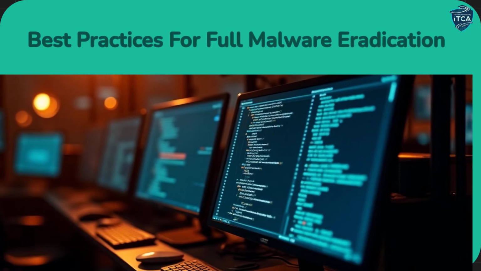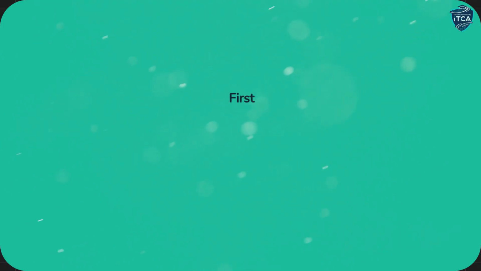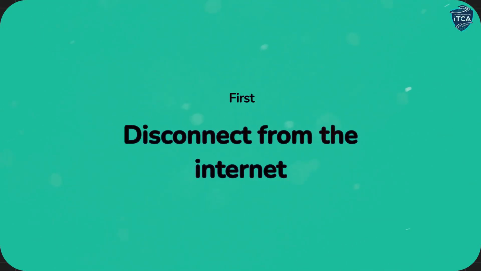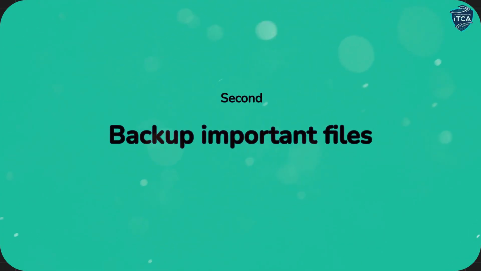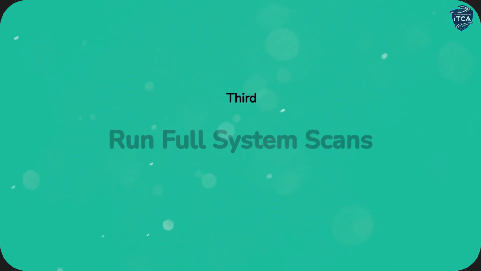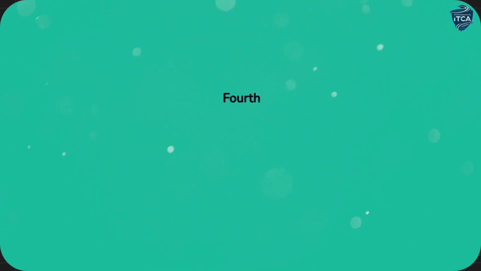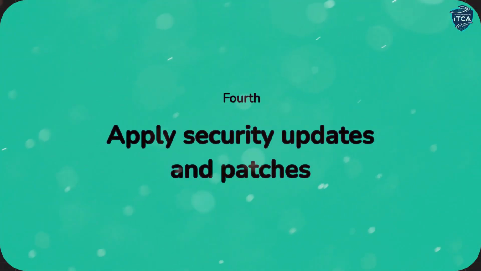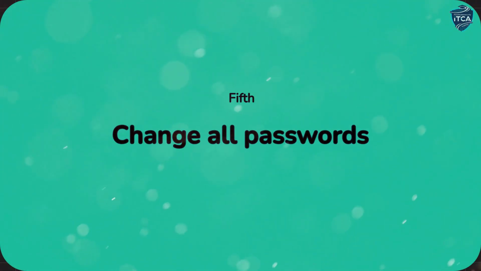Beyond removal, there are best practices for full malware eradication. Disconnect from the internet to prevent malware from spreading or communicating with its servers. Backup important files offline or on external drives. Run full system scans using more than one security tool if necessary. Apply security updates and patches promptly. Change all passwords used on the infected system to avoid account compromise.